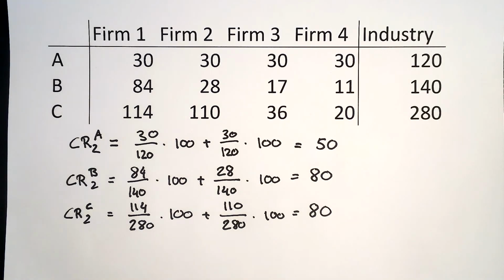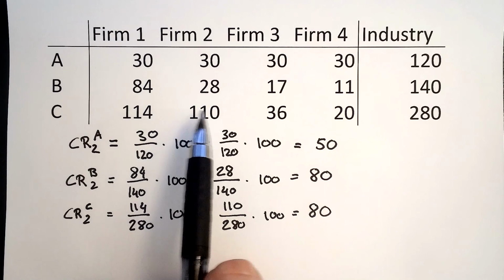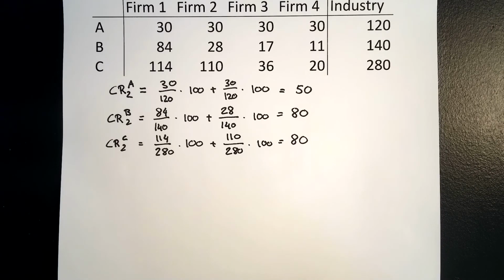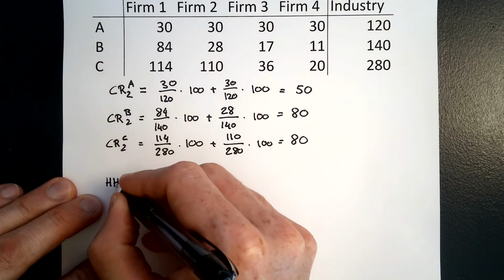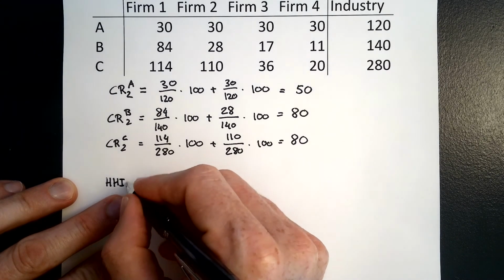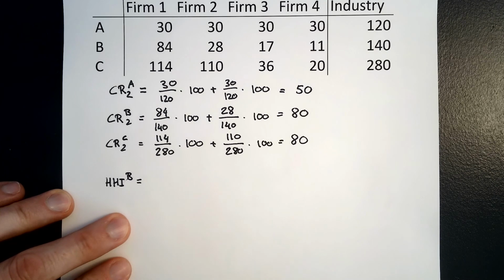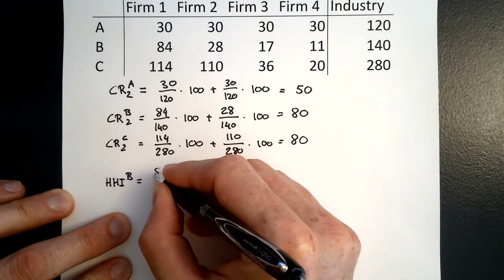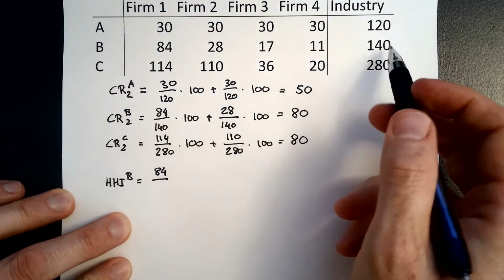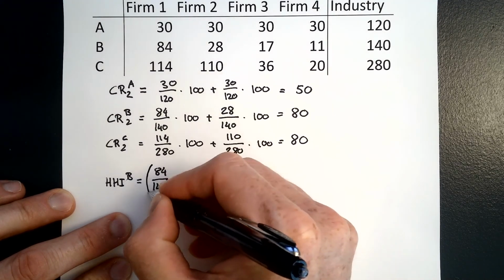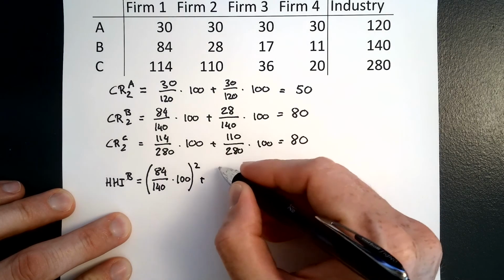Okay. Now, this is where the HHI comes into play, because we are not only looking at two firms, but we are actually doing all the firms. Let me just calculate the HHI for industry B. Calculating the HHI for industry B serves as an example, and the calculations are identical for the other industries. So here what we do is take the first firm, 84 divided by the industry sales of 140. We multiply this by 100, and then we square. And then we do the same for the second firm.